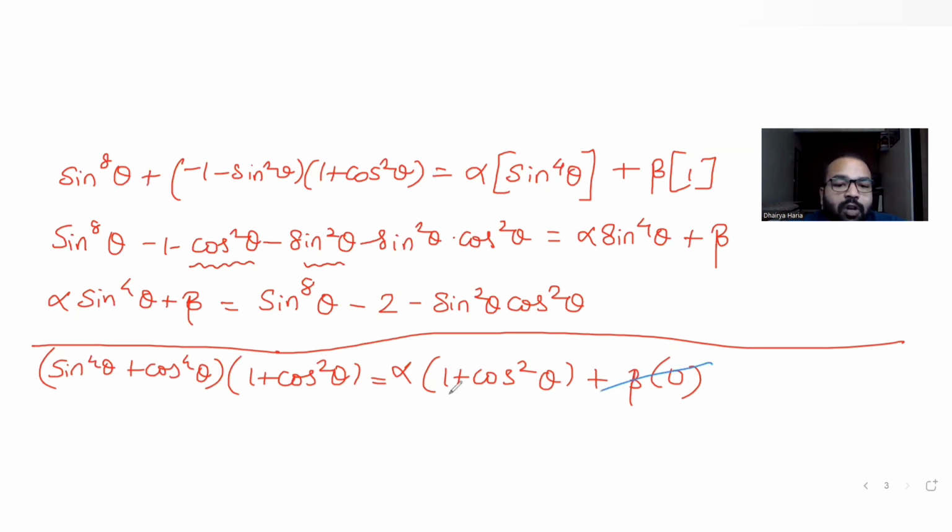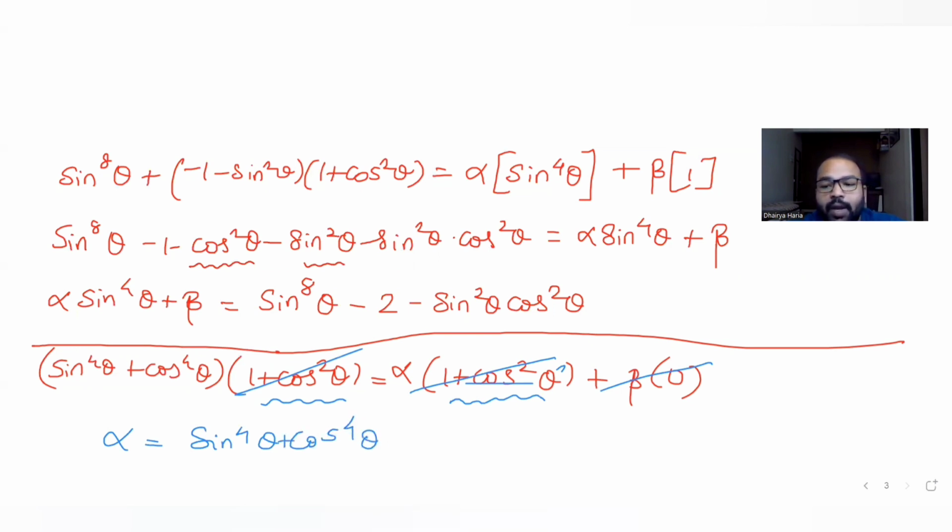Now when this term is gone, if you see this term is present in both left hand side and right hand side, I can cancel this. So what I'm left with now is alpha is sine raised to 4 theta plus cos raised to 4 theta. So I get the value of one element out of alpha and beta, that is alpha is sine raised to 4 theta plus cos raised to 4 theta. So now what I can do is convert this into a perfect square, right? So I can write this as a square.